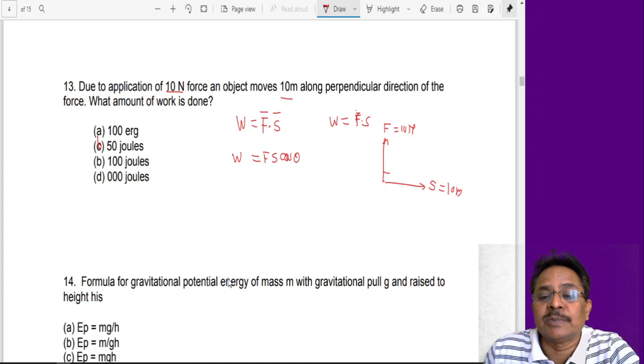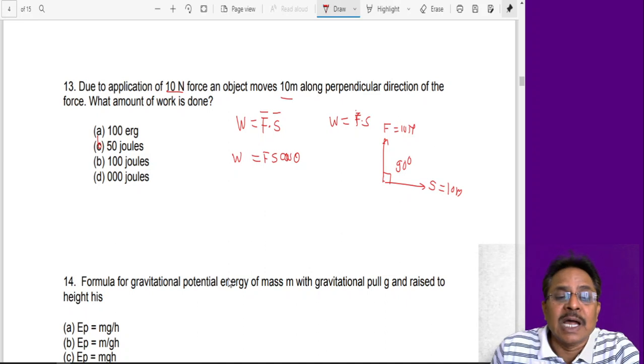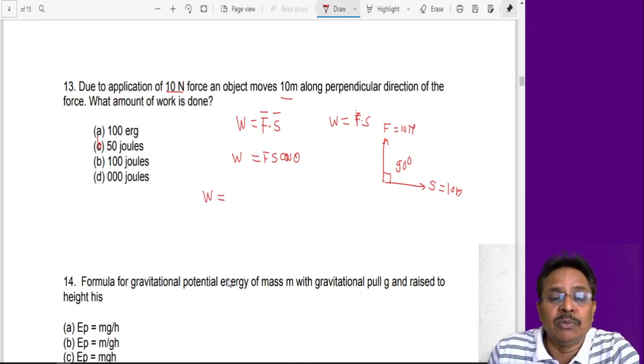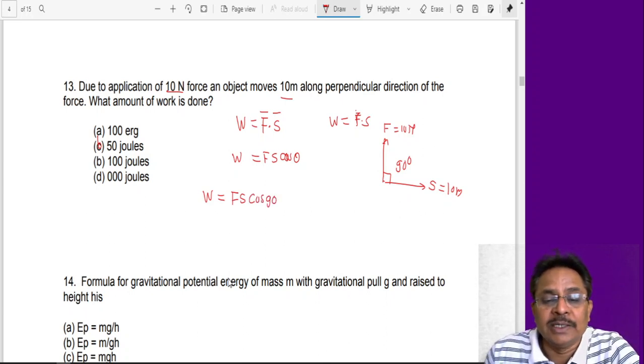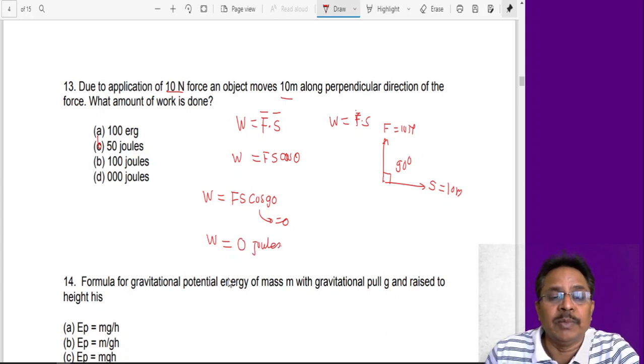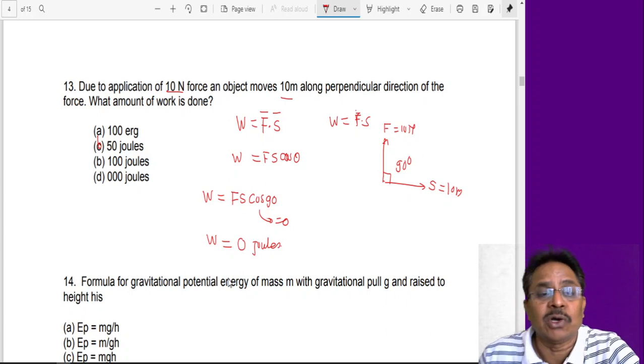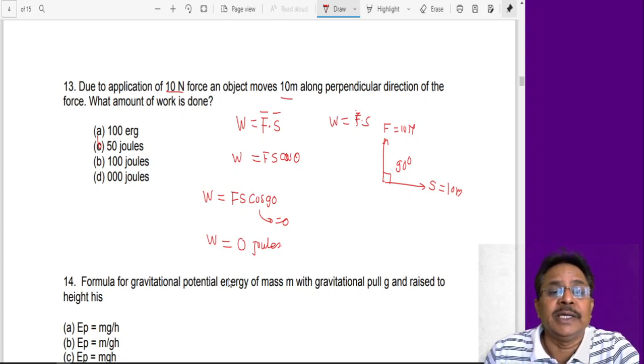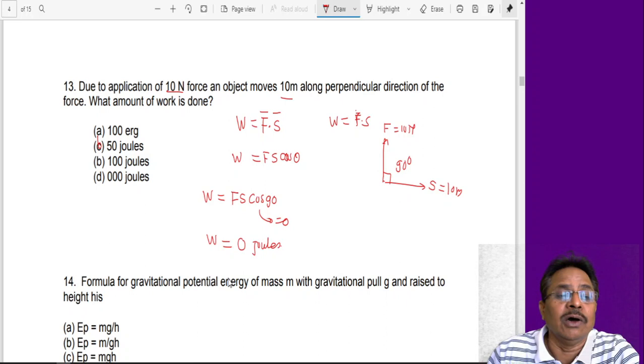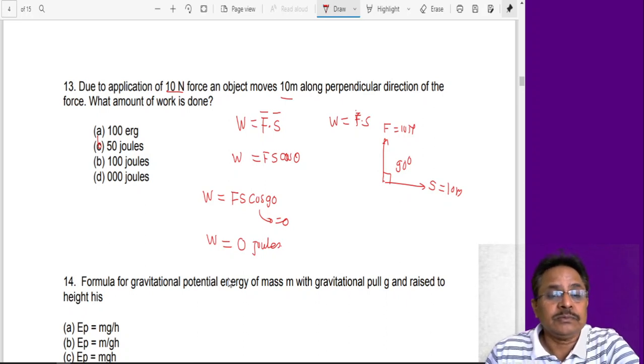Now between this particular displacement and this force, the angle in this case is 90 degrees, and therefore when we go for this calculation, W is equal to F into S multiplied by cos of 90, and we always know cos of 90 is simply equal to 0, and therefore the work done in this case is simply 0 joules. So in this problem, some may go for directly multiplying F dot S. If this multiplication is done, 10 into 10, we get 100 joules.